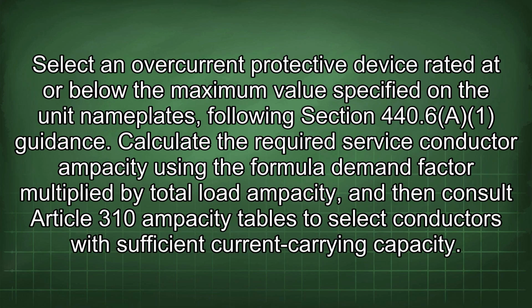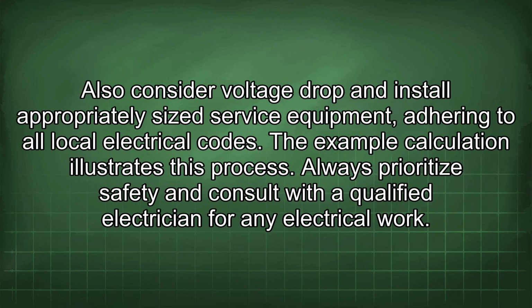Select an overcurrent protective device rated at or below the maximum value specified in the unit nameplates following Section 440.6a guidance. Calculate the required service conductor ampacity using the formula demand factor multiplied by total load ampacity, and then consult Article 310 ampacity tables to select conductors with sufficient current carrying capacity. Also consider voltage drop and install appropriately sized service equipment adhering to all local electrical codes.